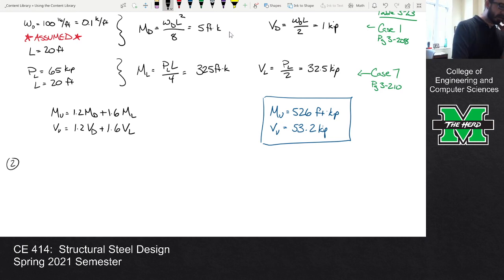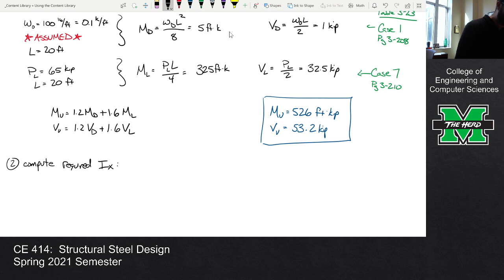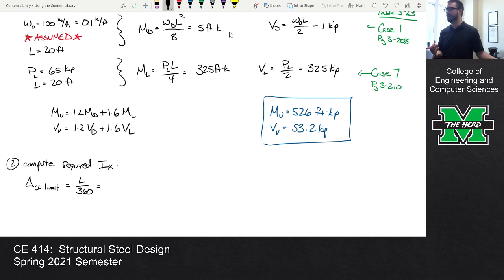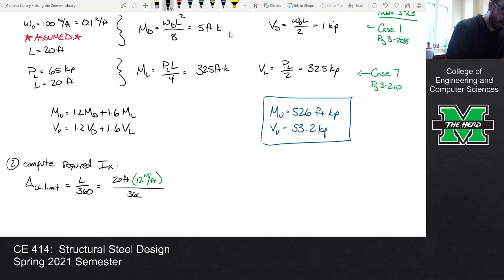So for the deflection check, what we're doing is computing required Ix. The first thing that we need is our deflection limit, which in this case is L over 360. Again, very common deflection limit for beams. Our length is 20 feet, we got to convert that to inches. So 20 times 12 over 360 ends up being 0.667 inches.